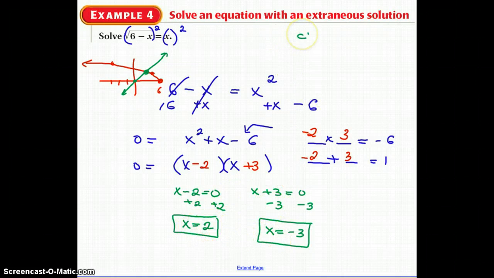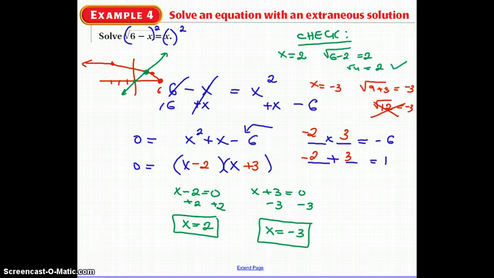So when we check, I'm going to pause the video and check. When I check my first one, x equals 2, and that's the one I'm expecting to work because of the graph, it works, and then this one doesn't work. So my only solution is x equals 2, and this is an extraneous solution.